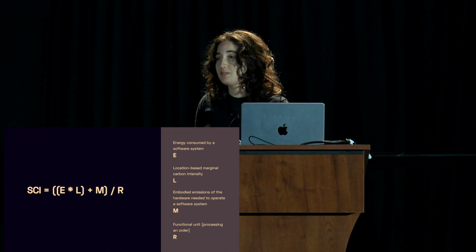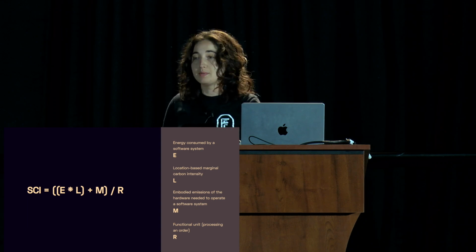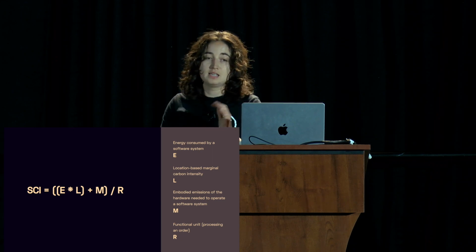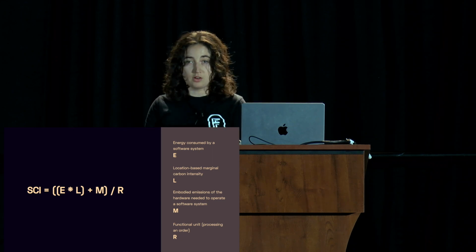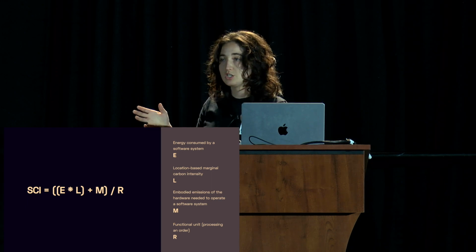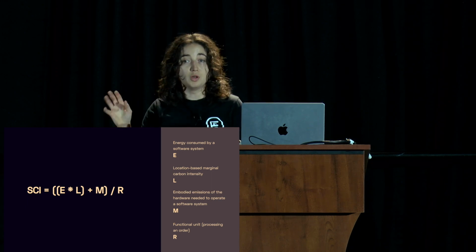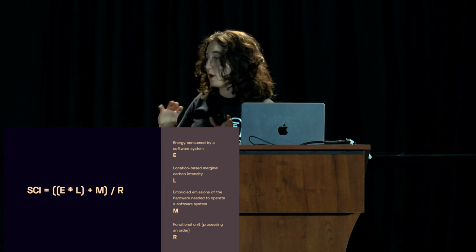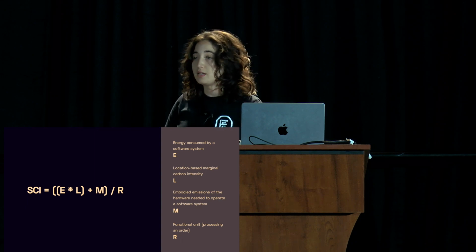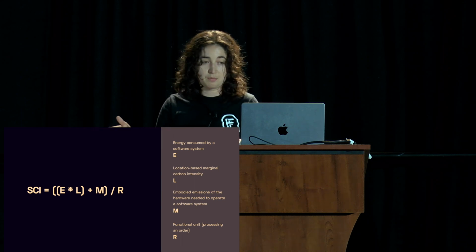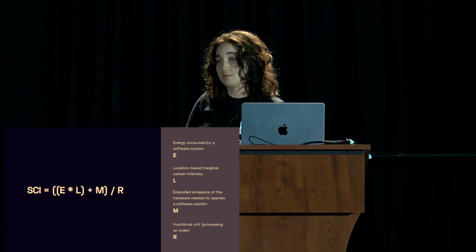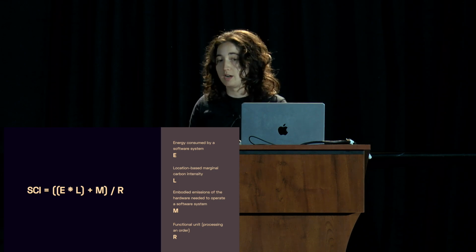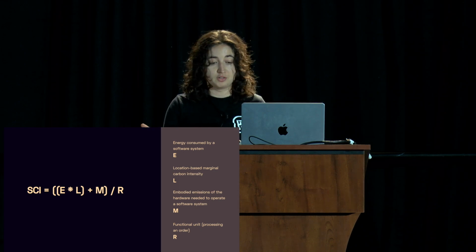If we expand out this formula, software carbon intensity, the carbon part of it we can think of as the energy consumed by your function or by your system at large, multiplied by the location-based marginal carbon intensity. We know that we can region shift where our applications are running and get benefits of using more renewable sources of energy. And then we add to that the embodied emissions. These are the emissions that are created from producing the hardware that our software is running on. And that's, once again, per functional unit.